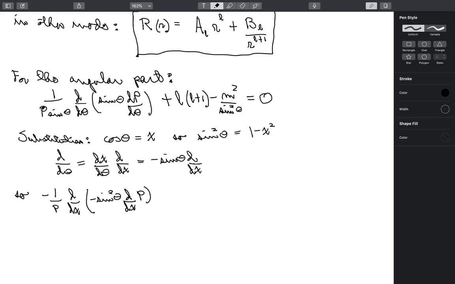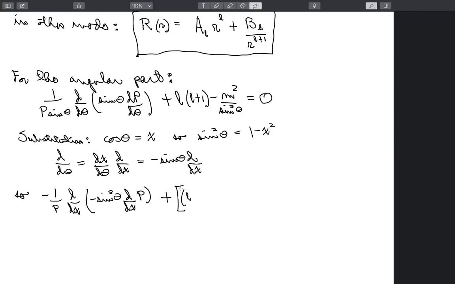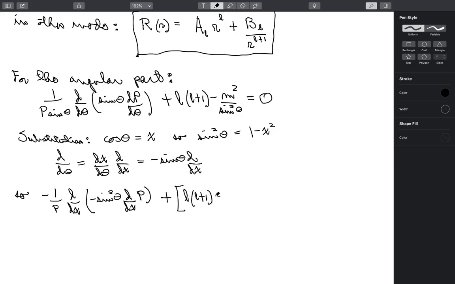And then I can just remultiply this one here, and then plus now big bracket L times L plus 1 minus m squared over 1 minus x squared times P is equal to 0.